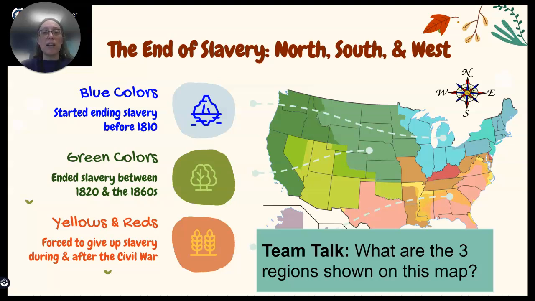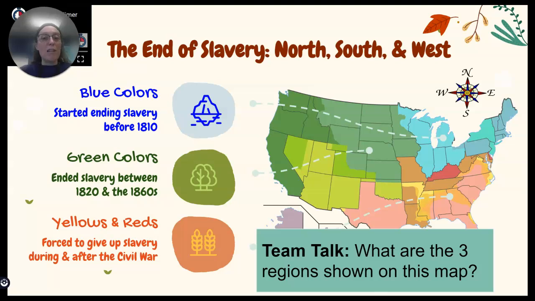But the rest of the darker green colors definitely ended slavery before the Civil War, or at the beginning of the Civil War. Yellows and reds, the South, they were forced to give up slavery during and after the Civil War. So there's various times here, but they all were forced to give up slavery. The light pink being the last places to give up slavery that were forced to. And then Kentucky and Maryland actually were the very last places to outlaw slavery because they waited for the amendments that came after the Civil War before they actually ended slavery.